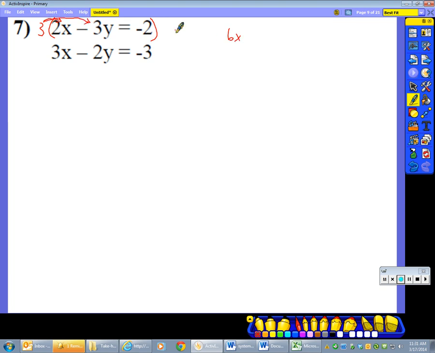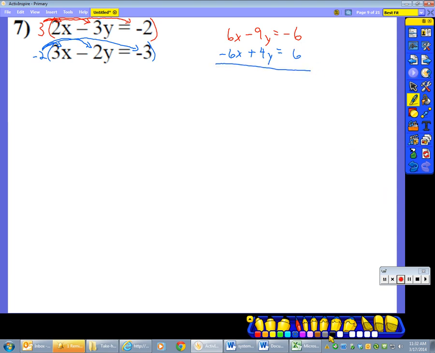3 times a negative 3 is going to give me a negative 9y. A 3 times a negative 2 is going to give me a negative 6. And now I'm going to multiply this second equation times a negative 2, because that will give me a negative 6x. Watch this. A negative 2 times 3x is a negative 6x. And a negative 2 times negative 2y is a positive 4y. And a negative 2 times a negative 3 is going to give me a positive 6.